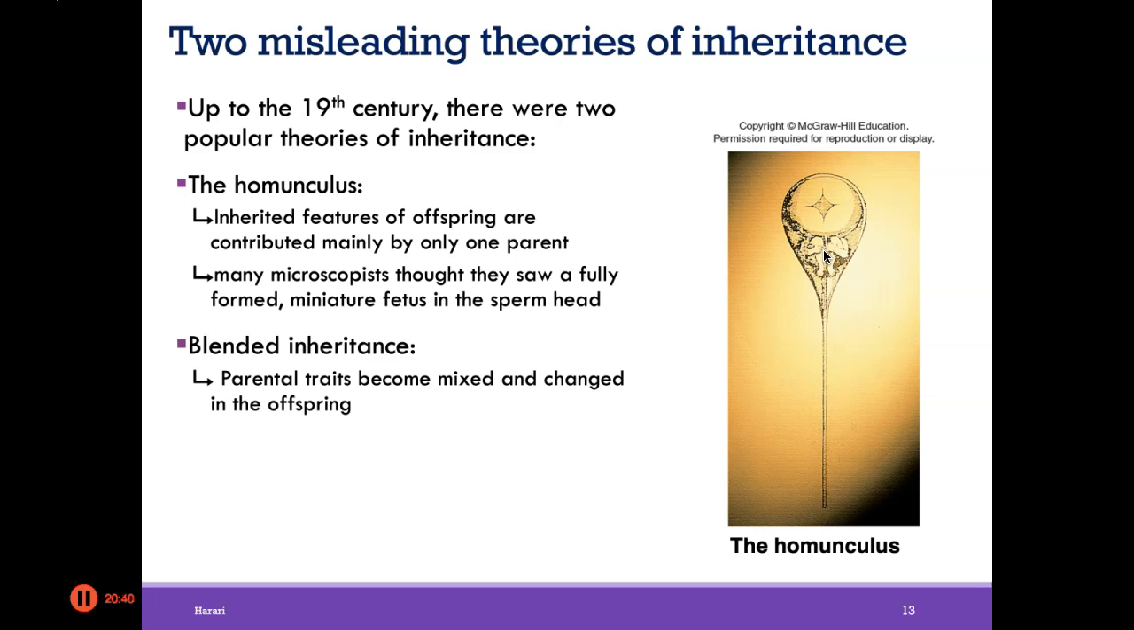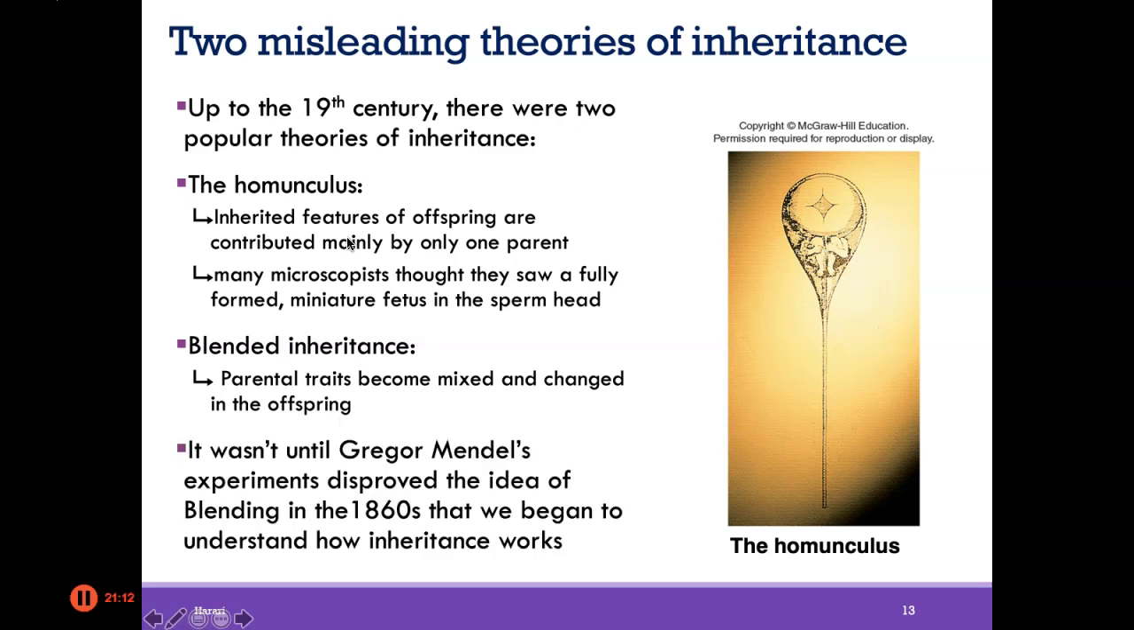There's another theory called blending inheritance, in which the parental traits become mixed. So let's get an example, a very tall father and a very short mother, the children will be directly medium-sized, right in between. So the blending of traits, right? If your dad had black hair and your mom had white hair, then it would be gray hair, so to speak, even though that doesn't exist. So blending was a common theory, and the homunculus was another common theory.